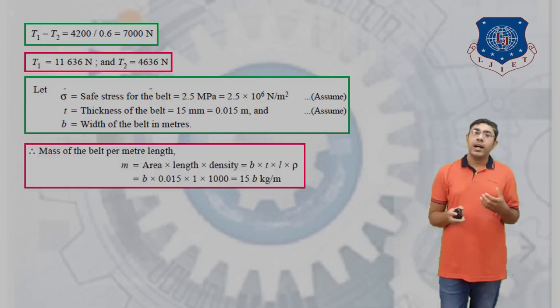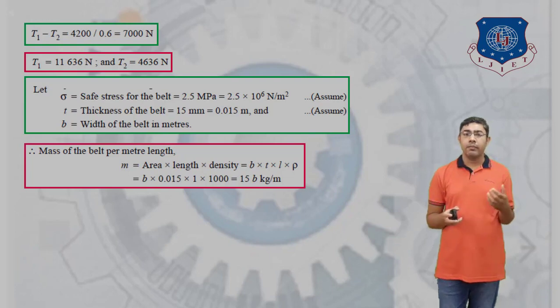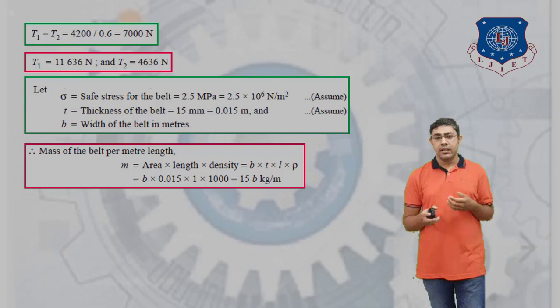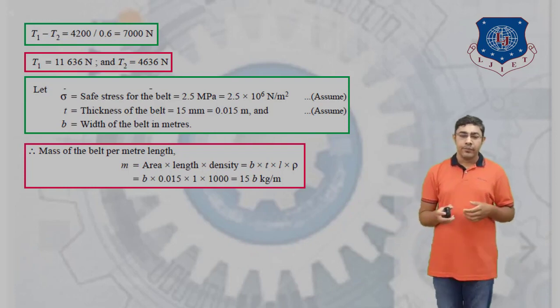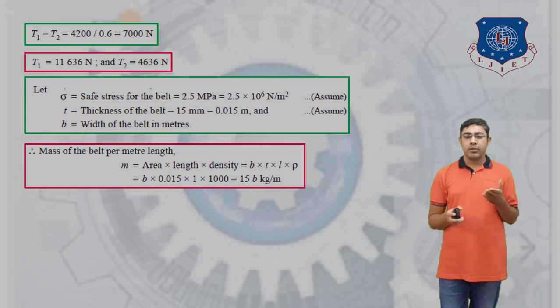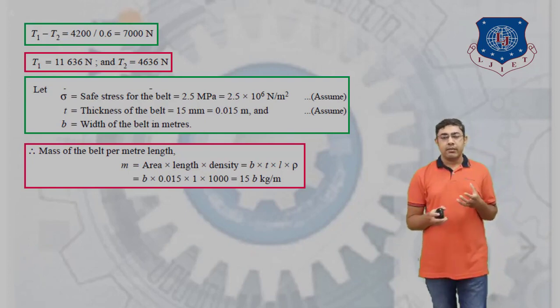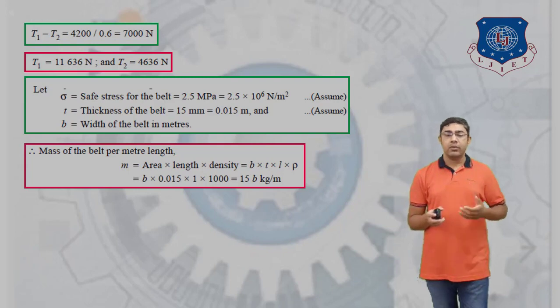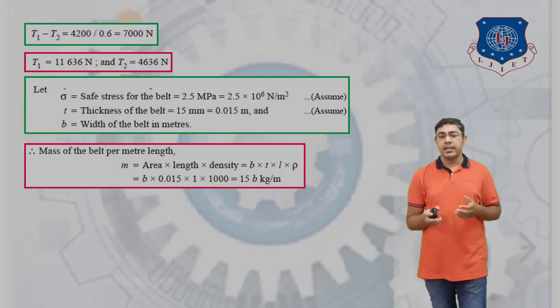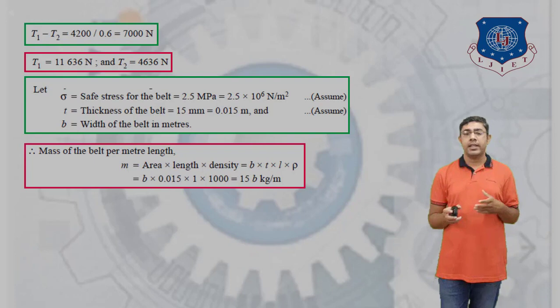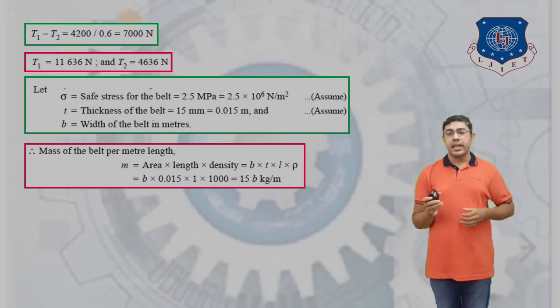So the mass of the belt per unit length, or per meter length: m is area into length into density. Area here is b into t, and length we consider as L, multiplied by rho, the density. So we place t as 0.015, and to get the mass of the belt per unit meter length, we take L equal to 1 meter, and the density of the belt is 1000 kg per meter cube. So we get the mass of the belt equal to 15 into b kg per meter.